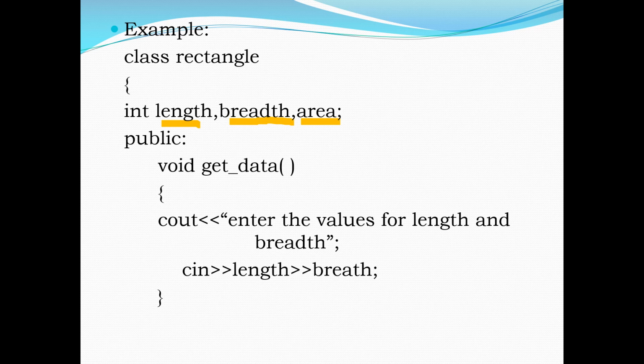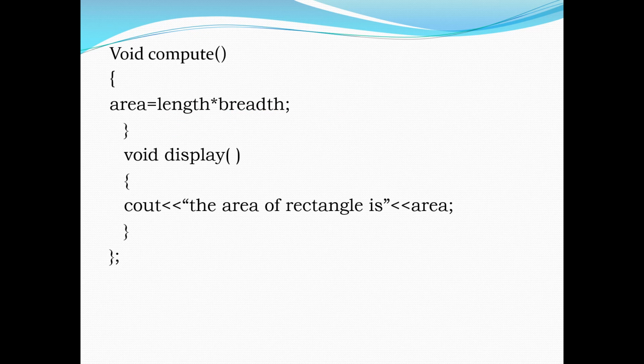In this program, we are going to have three member functions. Firstly, I'm going to take all the data from the user, using a member function called get data. In get data, the prompt is: enter the value for length and breadth. Then I'm going to accept the length as well as the breadth. After getting all the data from the user, we have collected it and kept it in one function called get data.